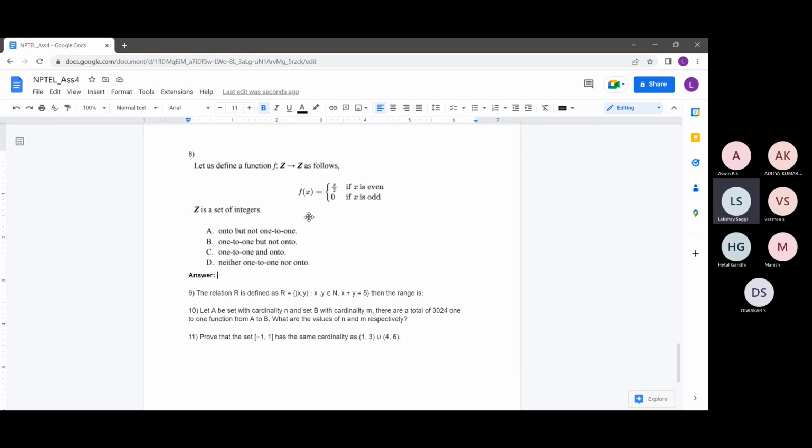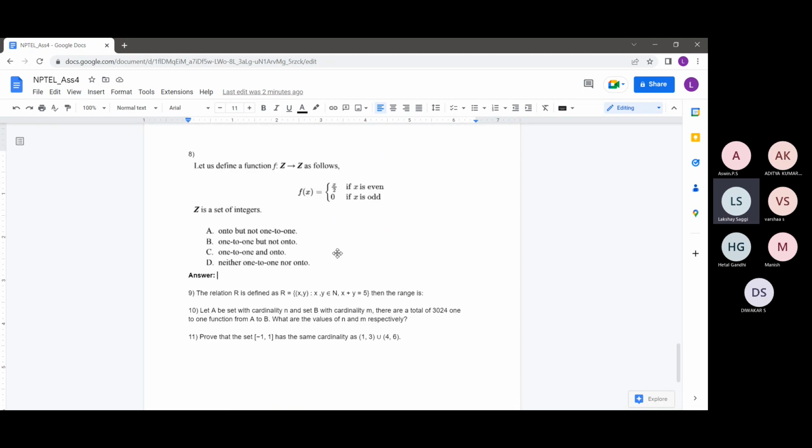And now the function defines an f which is x by 2 if x is even, so it halves the value of even numbers, and for odd numbers it gives out the value 0. Since it is from the set of integers to integers, f of 0 will be 0, f of 1 will be 0, f of 2 will be 1, f of 3 will be 0, and so on. So just noting the property of f of x.